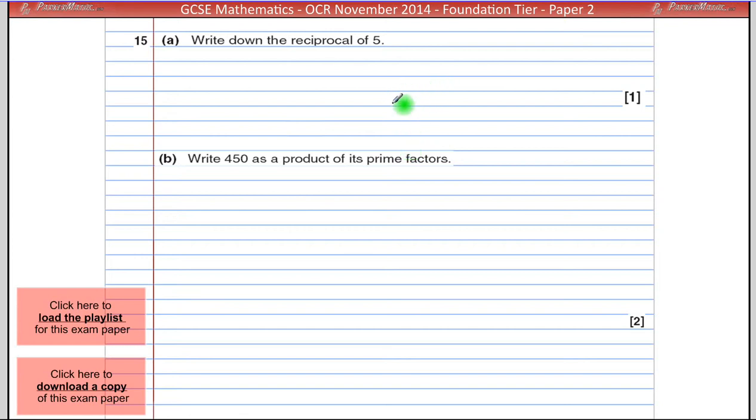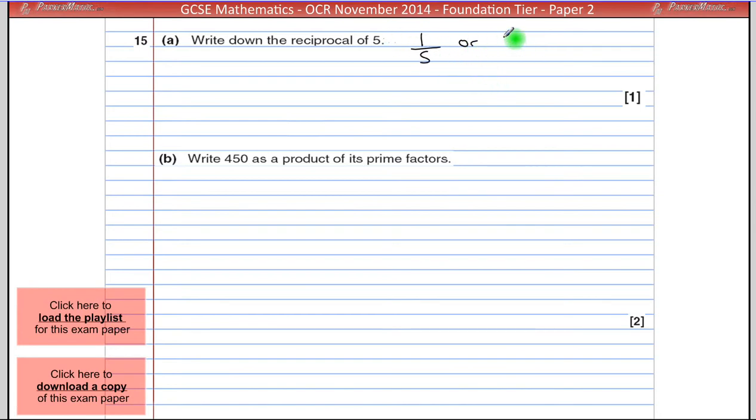Question 15 part A. Write down the reciprocal of 5. To answer this question, you just simply need to know what it means by reciprocal. And it means 1 divided by your number, or 1 over it if you write it as a fraction. So 1 divided by 5 in this case, I can write it as a fifth.